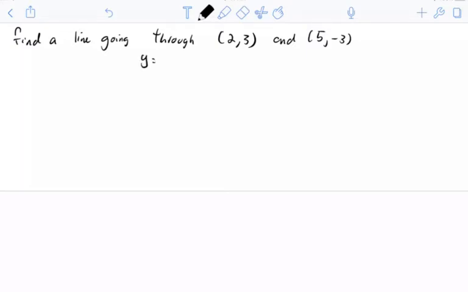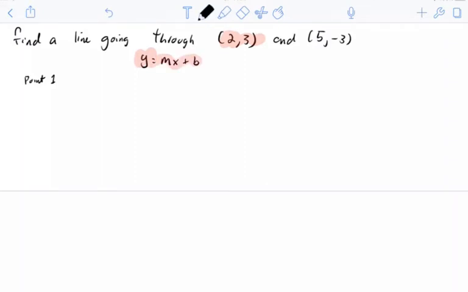Find a line going through 2, 3, and 5, minus 3. So we're looking for mx plus b. We're looking for the values m and b. So point by point, I'm going to plug these values into this expression.